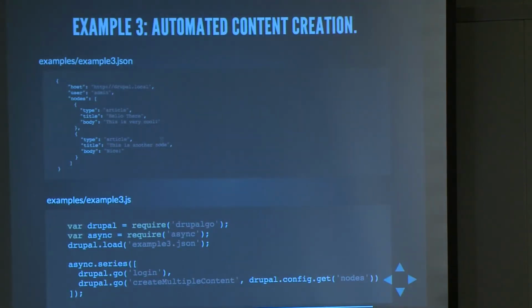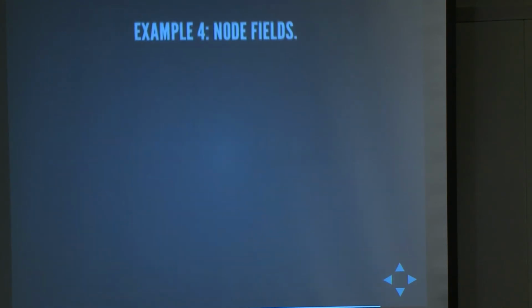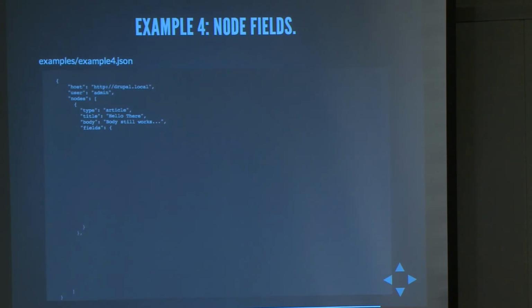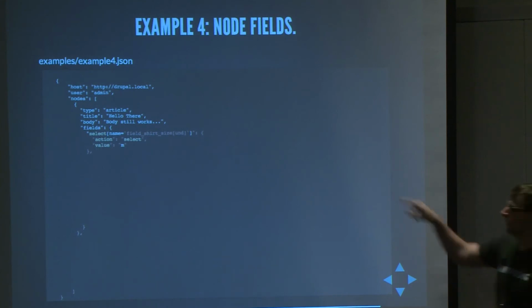I've given this presentation before, and one thing I didn't do last time was talk about fields, node fields. So let's figure out what if I have selects and other stuff. I just added this. You can add that in your configuration, and basically it's a key value pair. The key is the sizzle selector of where you want to target, and the object takes an action, which is what you want to do: you want to select, you want to check, and then there's a value.